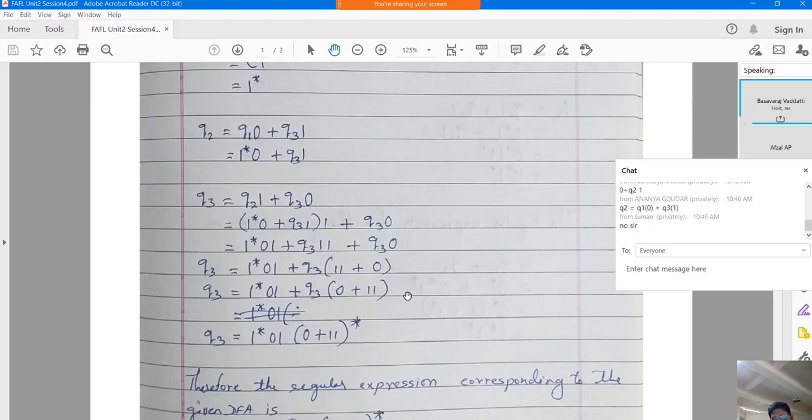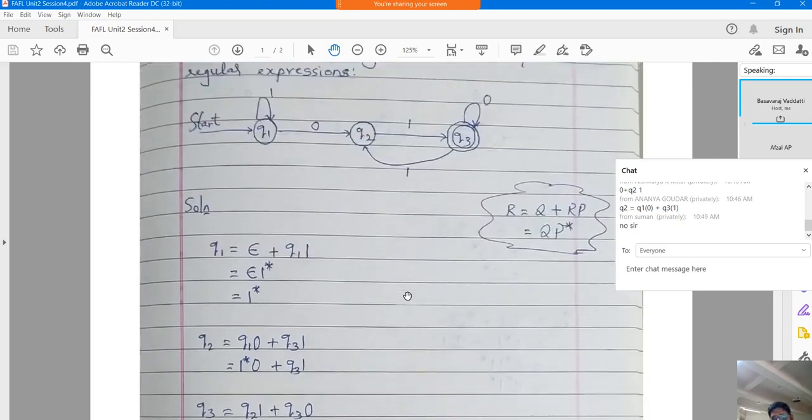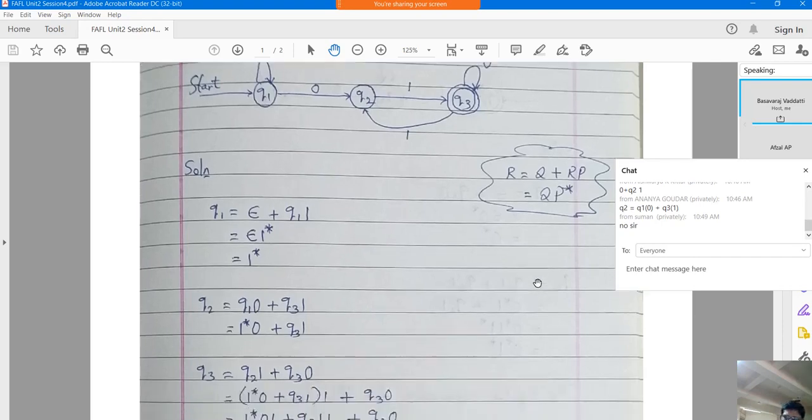Can you guess here? We can apply a formula here. What is that formula? R equals Q plus RP, that is R equals QP star. Can we apply this formula? Yes, we can apply it here. Let us see how we can apply.